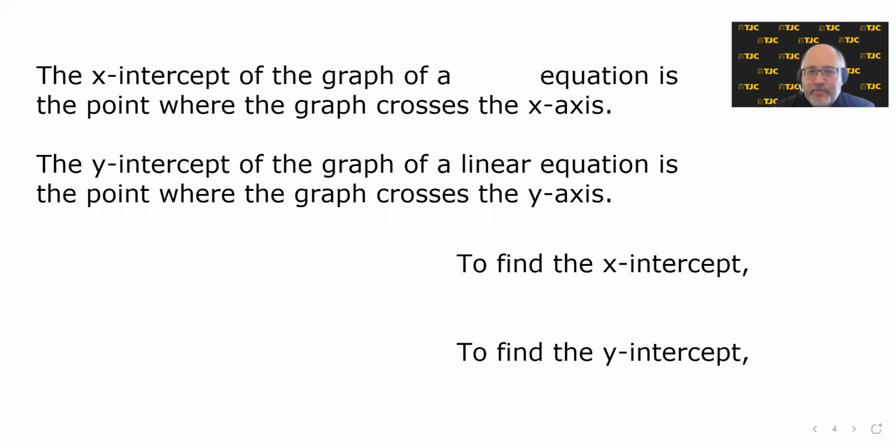Okay, there it is. All right, but anyway, as I was saying, the definition of an x-intercept is actually not just for a linear equation, it's for any equation. But since we're talking linear, we'll leave it there. All right, so the x-intercept of the graph of the linear equation is the point where the graph crosses the x-axis. The y-intercept of the graph of the linear equation is the point where the graph crosses the y-axis.